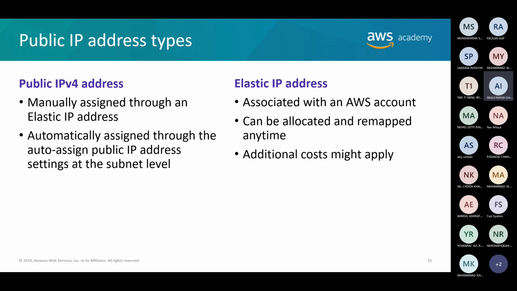So basically by default, every instance in the VPC will get a private IP address automatically. But if we want to remote in or connect to the internet, we need to assign a public IP address.